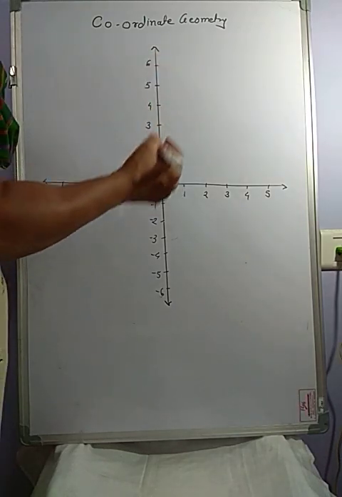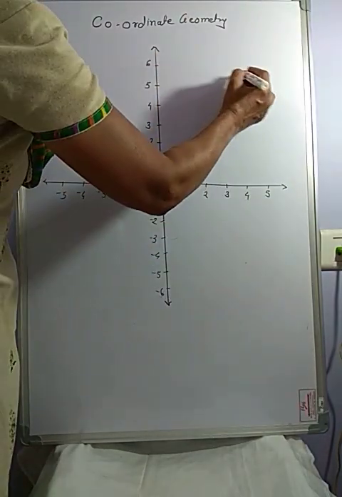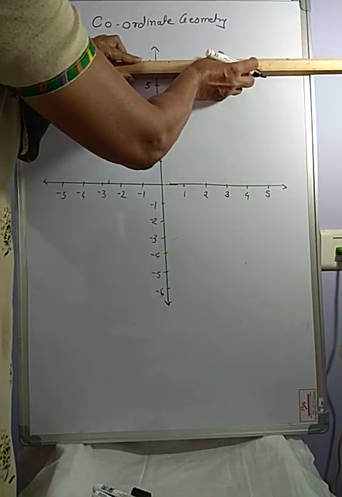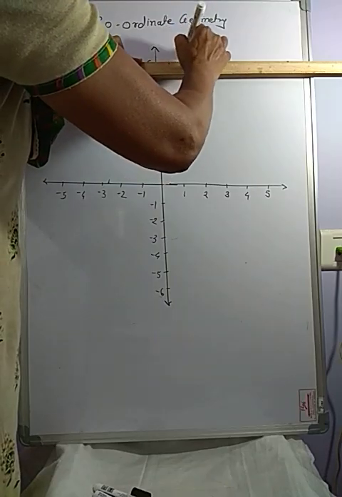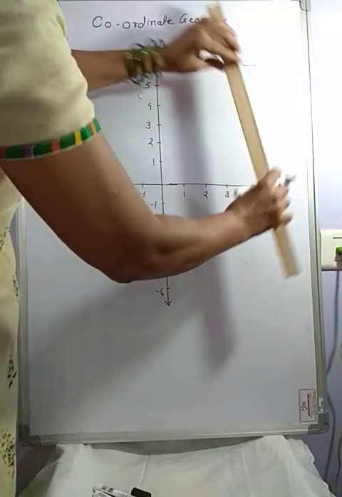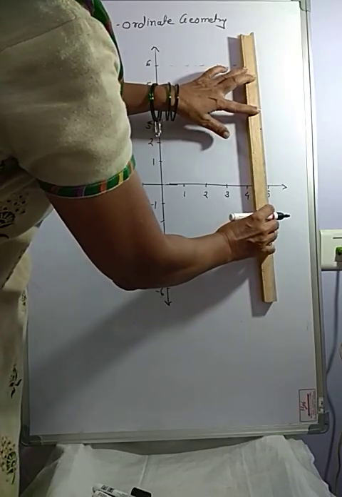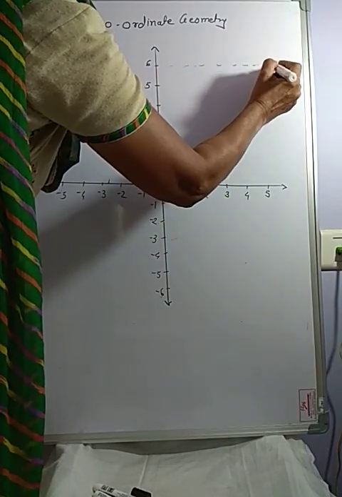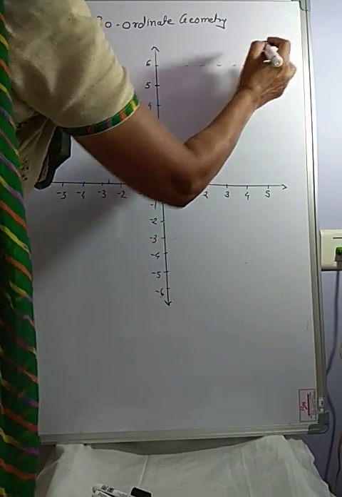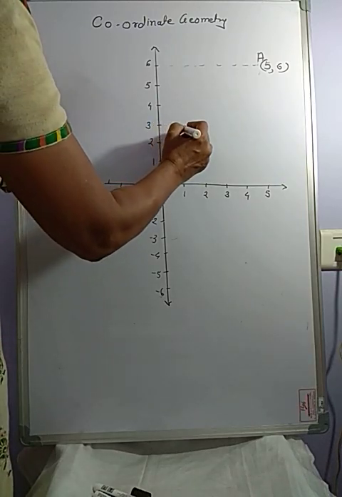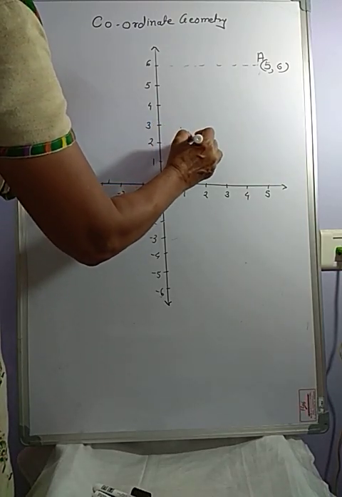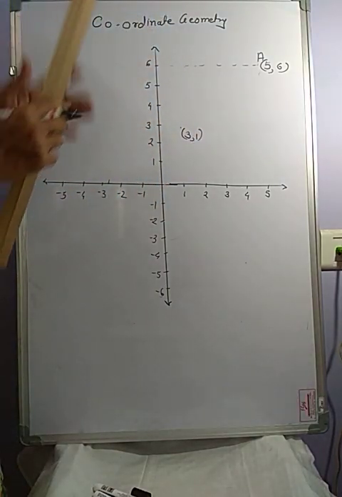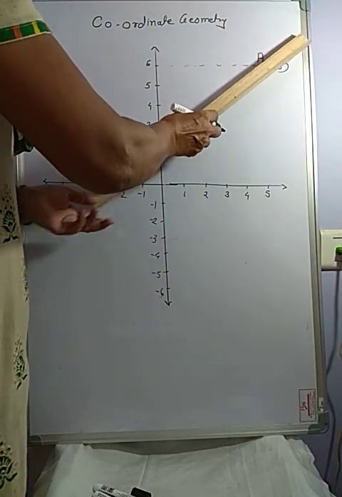Today we are going to learn about the distance formula. Take a point, any point, suppose it is (5, 6), and there is another point, it may be (3, 1). Now we want to find the distance between these two points. Let's join (5, 6) and (3, 1).